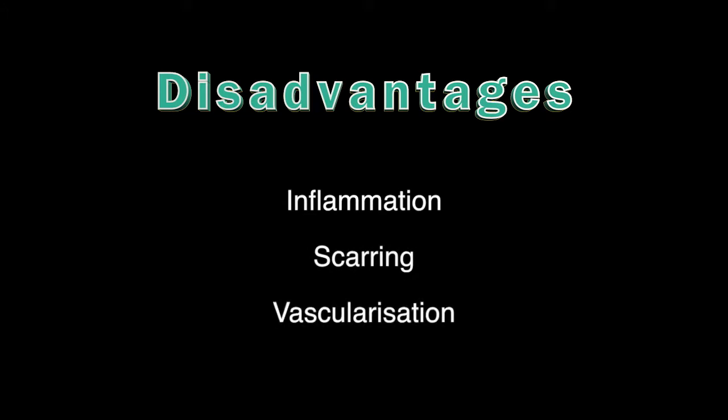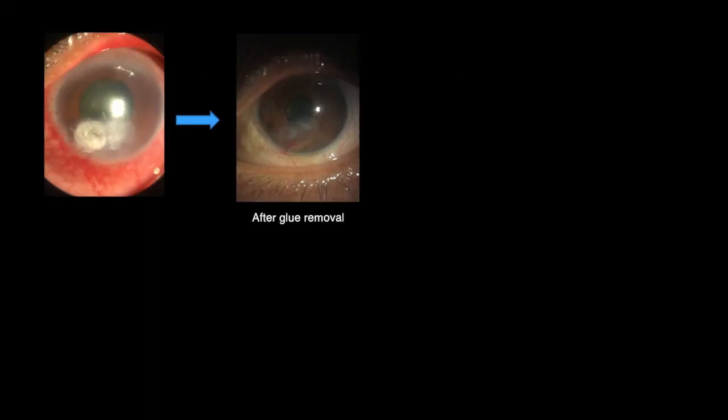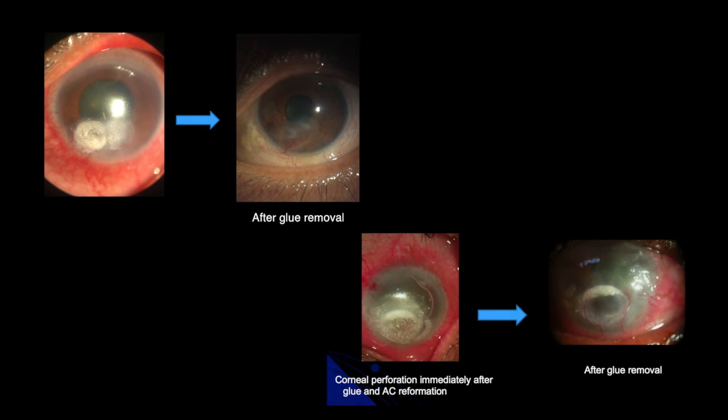The disadvantage of cyanoacrylate glue is that it induces inflammation, causes scarring and vascularization of the cornea. But the advantages are many. It is very cheap, technically very simple compared to amniotic membrane grafting or corneal patch graft, and gives excellent tectonic support. Because of these reasons, cyanoacrylate glue has really revolutionized and simplified our management of impending perforations or corneal perforation.